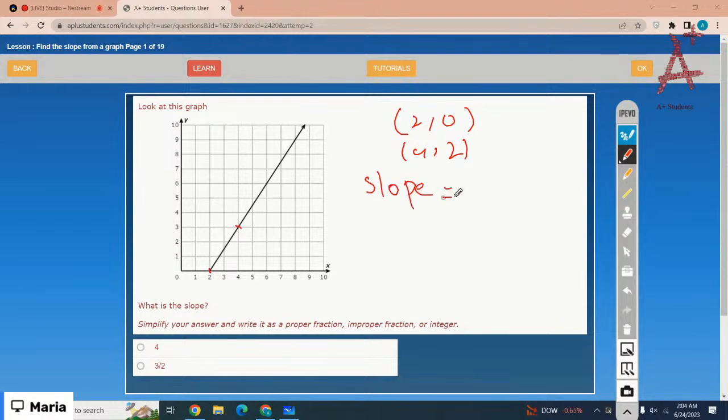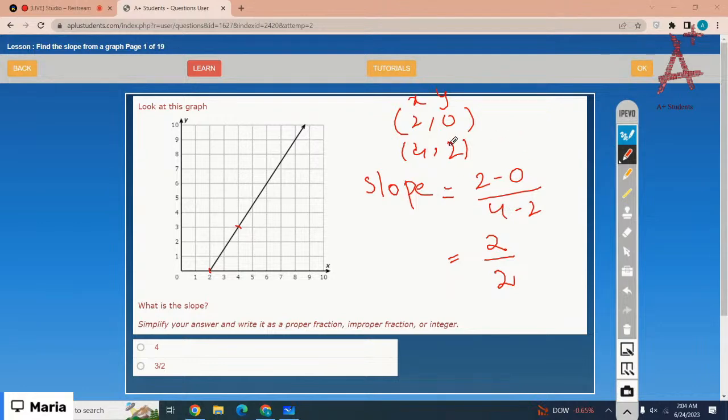Slope is change in y. First, you have to subtract the y coordinates. These are the x coordinates and these are the y coordinates. So you do 2 take away 0, and then subtract the x coordinates, 4 minus 2. So 2 minus 0 is 2, and 4 take away 2 is 2.